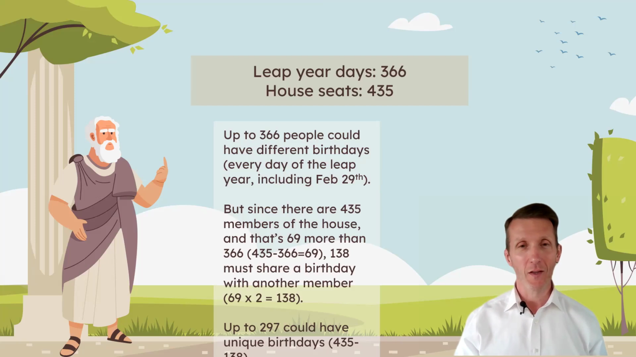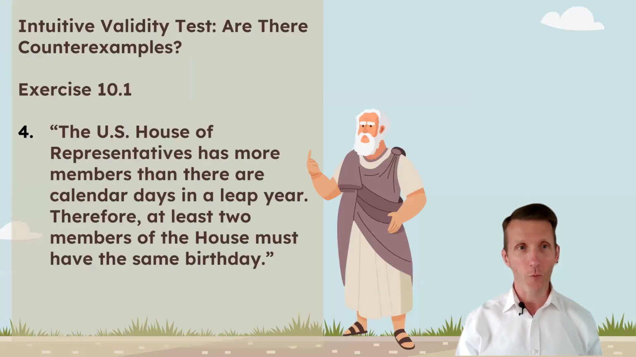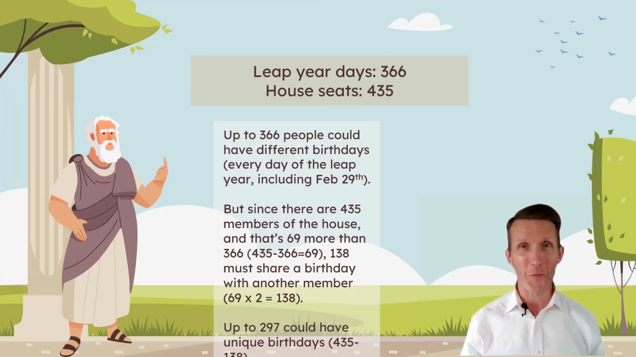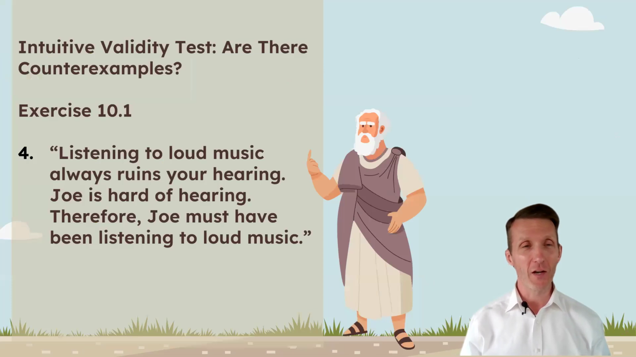It's very much valid because the way math works out, if you go back to the original argument, the U.S. House of Representatives has more members than there are calendar days in a leap year. Therefore, at least two must have the same birthday. It's more than two for sure. So that argument's actually valid. And here's one more. You'll get this one.